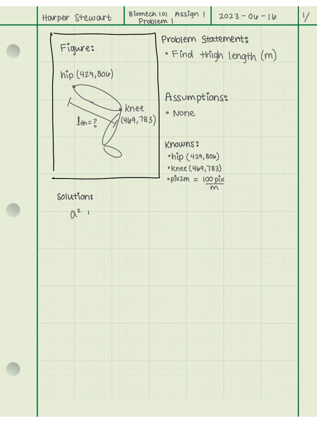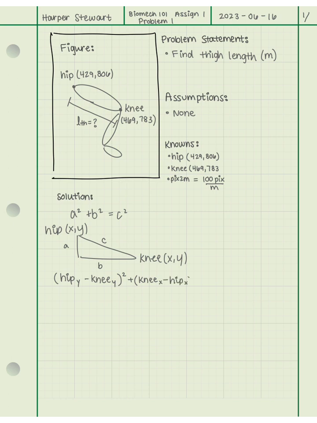So we're going to be using Pythagorean's theorem, which is a squared plus b squared equals c squared. C squared in this case is the length of our thigh, which is what we're trying to solve for. And then we're going to use the x and y coordinates from the hip and the knee in order to figure out our a and b distances. Then we're going to rewrite the Pythagorean theorem using the information that we have available to us. So for this equation, we're going to have (hip y minus knee y) squared plus (knee x minus hip x) squared, and hip y minus knee y is going to be equal to a, and knee x minus hip x is going to be equal to b. And that whole term is going to be equal to the length of the thigh squared.